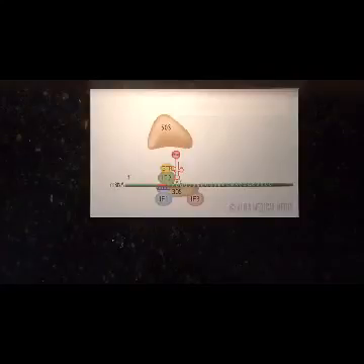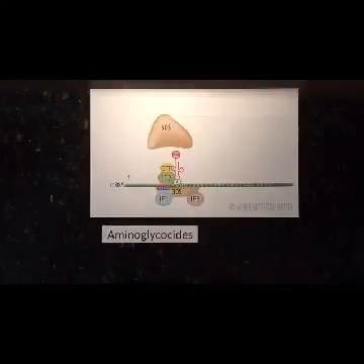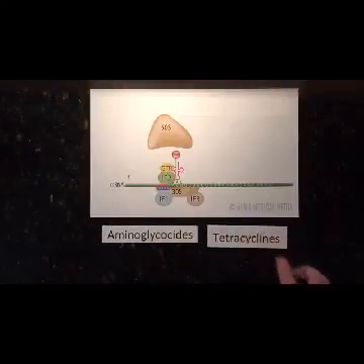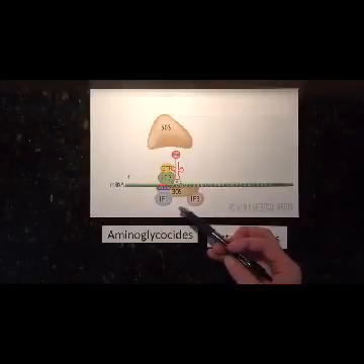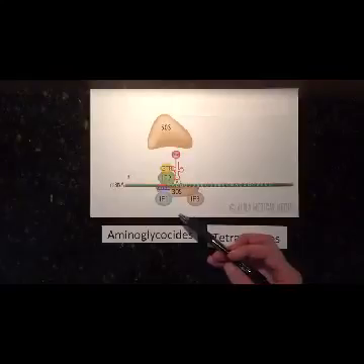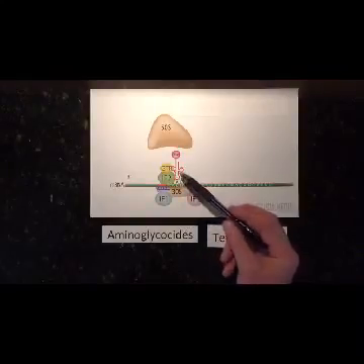Certain antibiotics only affect the 30S subunit. Examples of these include aminoglycosides and tetracyclines. Aminoglycosides bind to the 30S subunit, affecting its formation, while tetracyclines block the tRNA binding to the subunit.